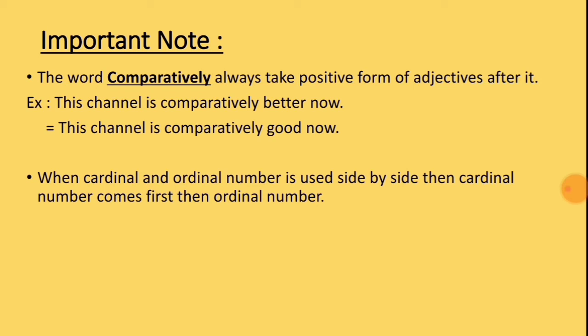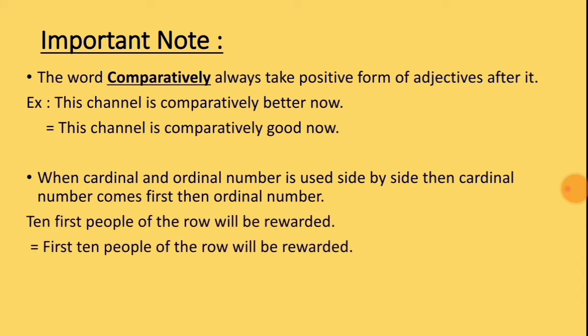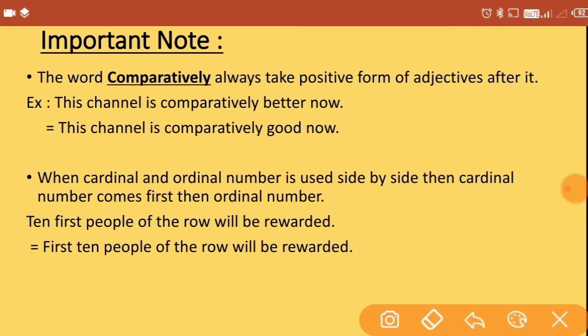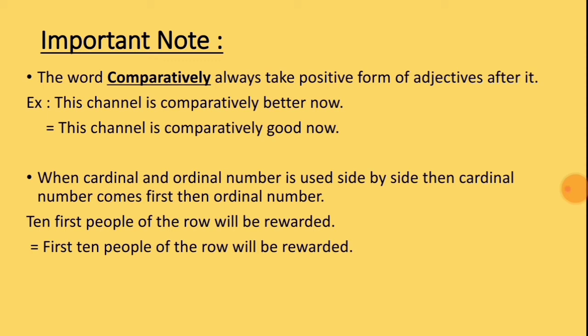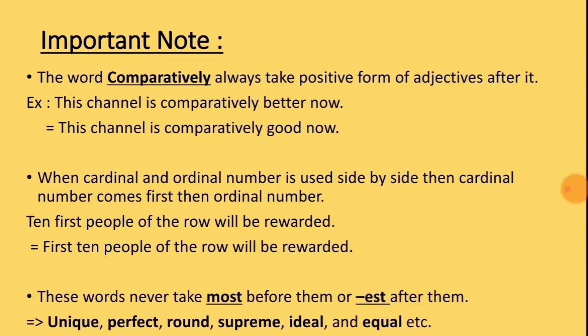When cardinal and ordinal number is used side by side, then cardinal number comes first, then comes ordinal number. Look at the examples. The first 10 people is wrong here. It will be first 10 people. These words never take most before them or est after them, that is of superlative sign: unique, perfect, round, supreme, ideal and equal, etc. Because these words are already in superlative form.